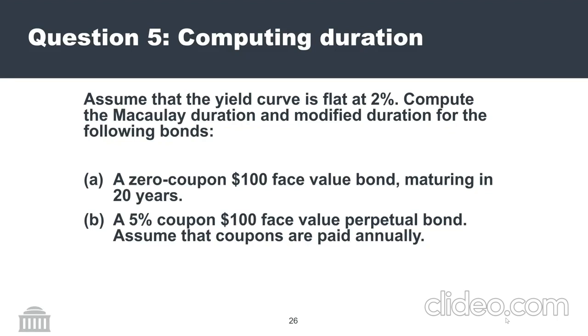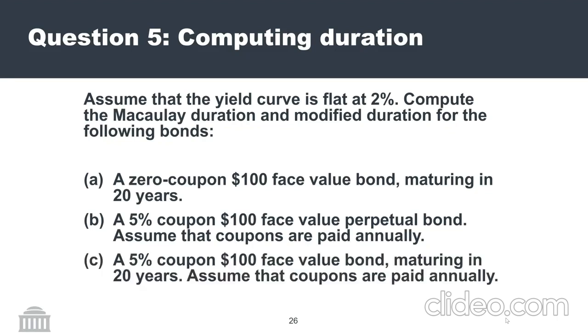We will assume that the coupons are paid annually. And C is a 5% coupon bond with a $100 face value maturing in 20 years. We will also assume that the coupons are paid annually.